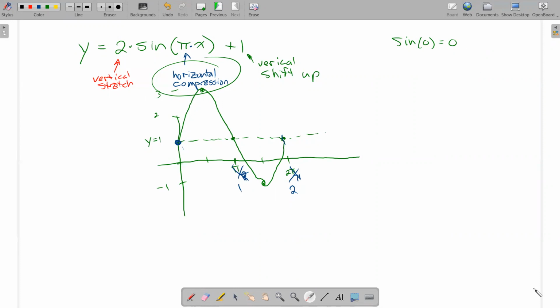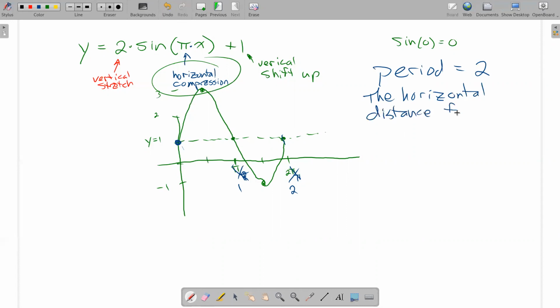So I would say this function has a period of 2 because that's the length horizontally I need to get one complete wave. So this function is period 2, and period is the horizontal distance for one complete wave. What's the smallest chunk of the graph that repeats? That's the period. So here the period is 2.